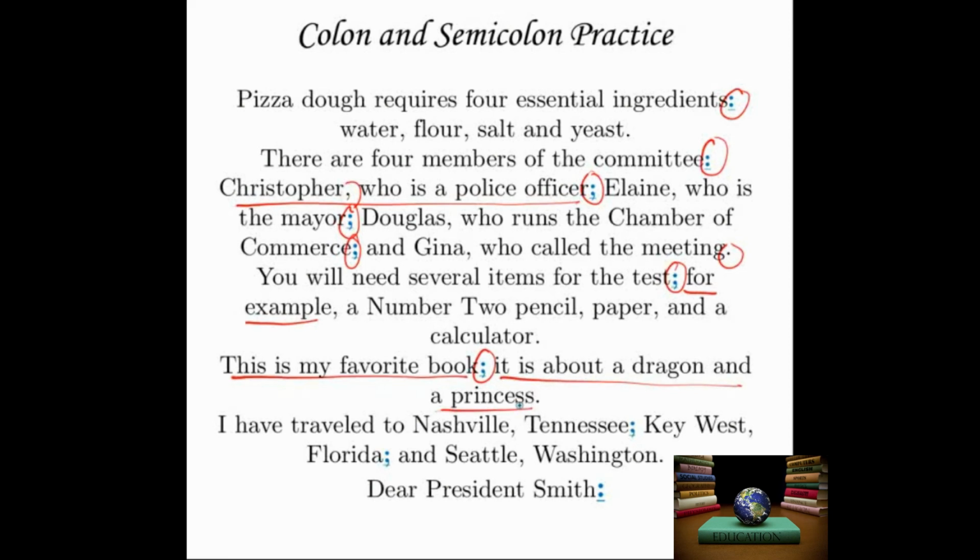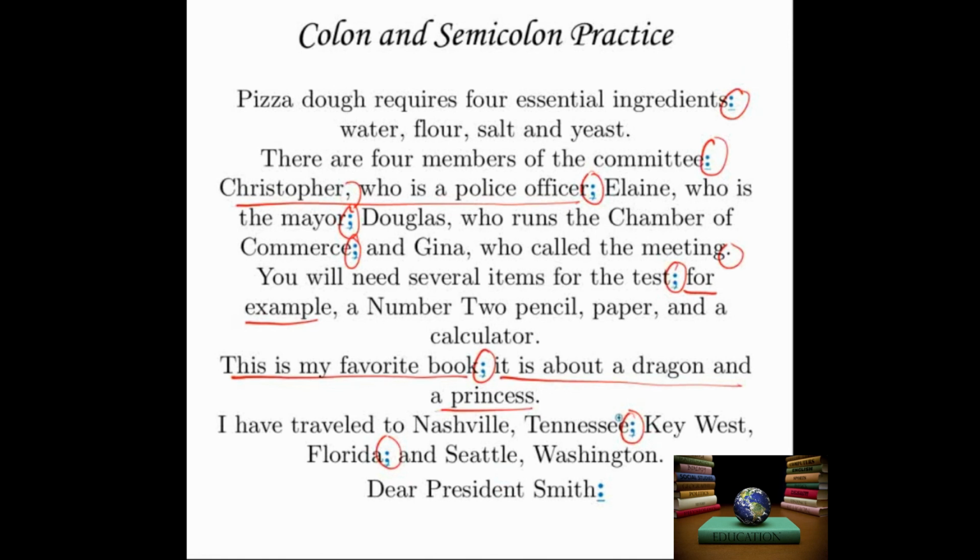Next, I have traveled to Nashville, Tennessee; Key West, Florida; and Seattle, Washington. Once again, we have items on a list that have commas inside them, so we have to separate the items with semicolons. Nashville, comma, Tennessee, semicolon, that's one place, the city of Nashville in the state of Tennessee. Key West, Florida, the city of Key West, or the island rather, in the state of Florida. And Seattle, Washington, the city of Seattle in the state of Washington. So we use semicolons to break up the items in the series.